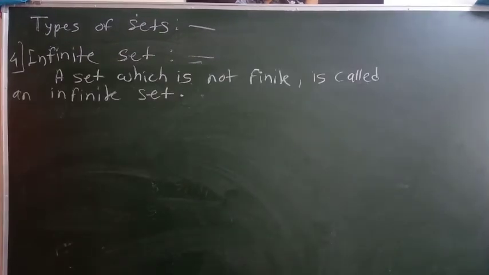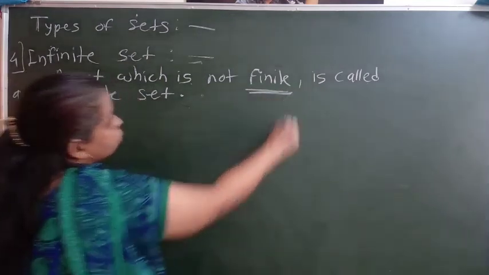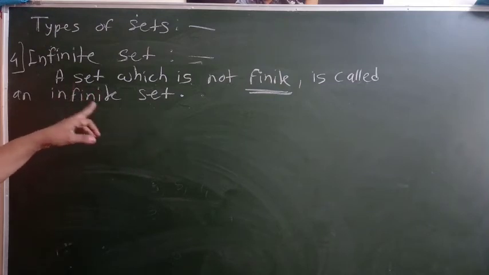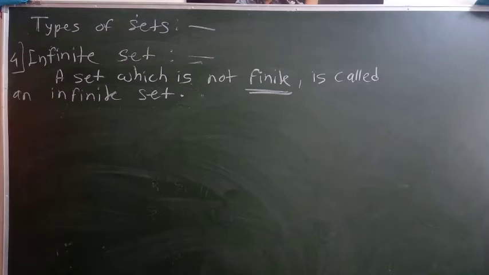The next type is infinite set. A set which is not finite is called an infinite set. So what is meant by a finite set? Finite means you can count how many numbers are there in that set. How many objects are there, you can count it. So a set which is not finite means you cannot count how many numbers are there. So it is an infinite set.